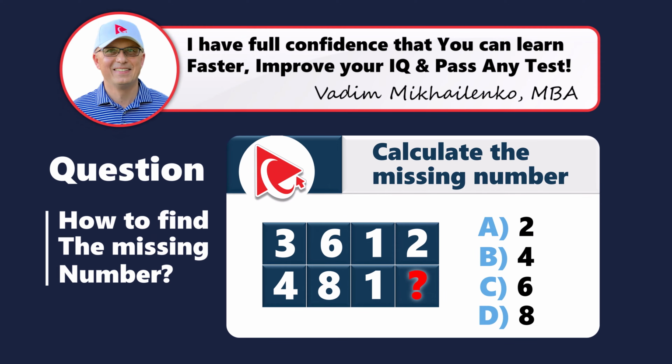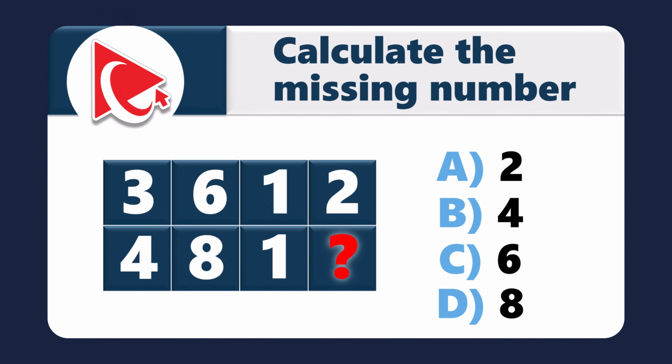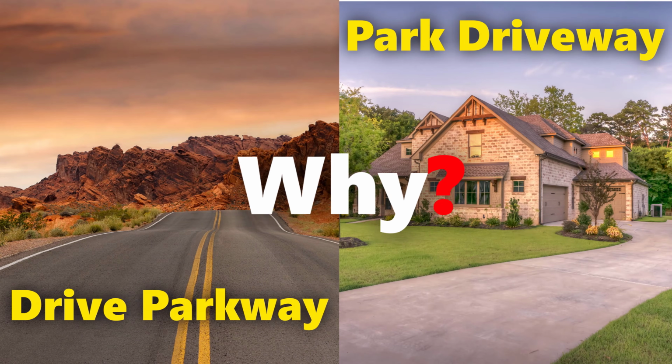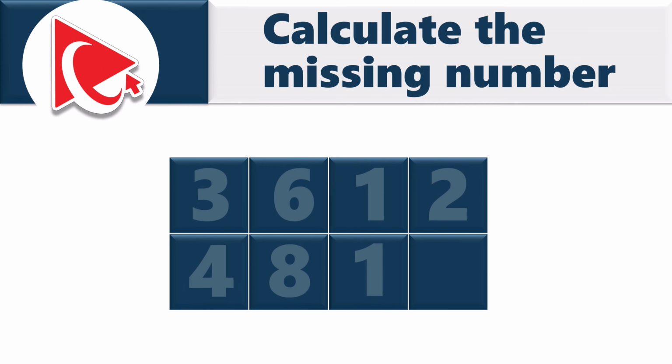Get ready for a mental rodeo, amigos. I've uncovered a question that's more confusing than figuring out why we park on the driveways and drive on the parkways. You're presented with a 4 by 2 matrix. The matrix has 7 numbers, and you need to calculate the 8th number.